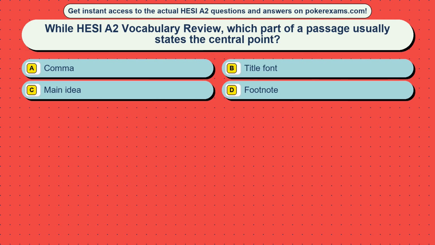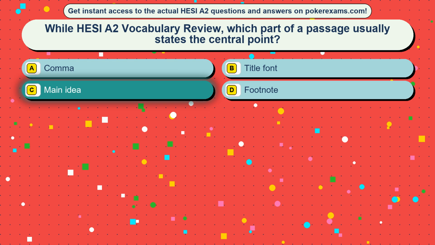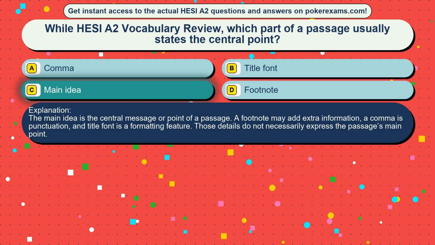Question 27. While HESI A2 Vocabulary Review, which part of a passage usually states the central point? Option A, comma. Option B, title font. Option C, main idea. Option D, footnote. The correct answer is option C, main idea. The main idea is the central message or point of a passage. A footnote may add extra information, a comma is punctuation, and title font is a formatting feature. Those details do not necessarily express the passage's main point.